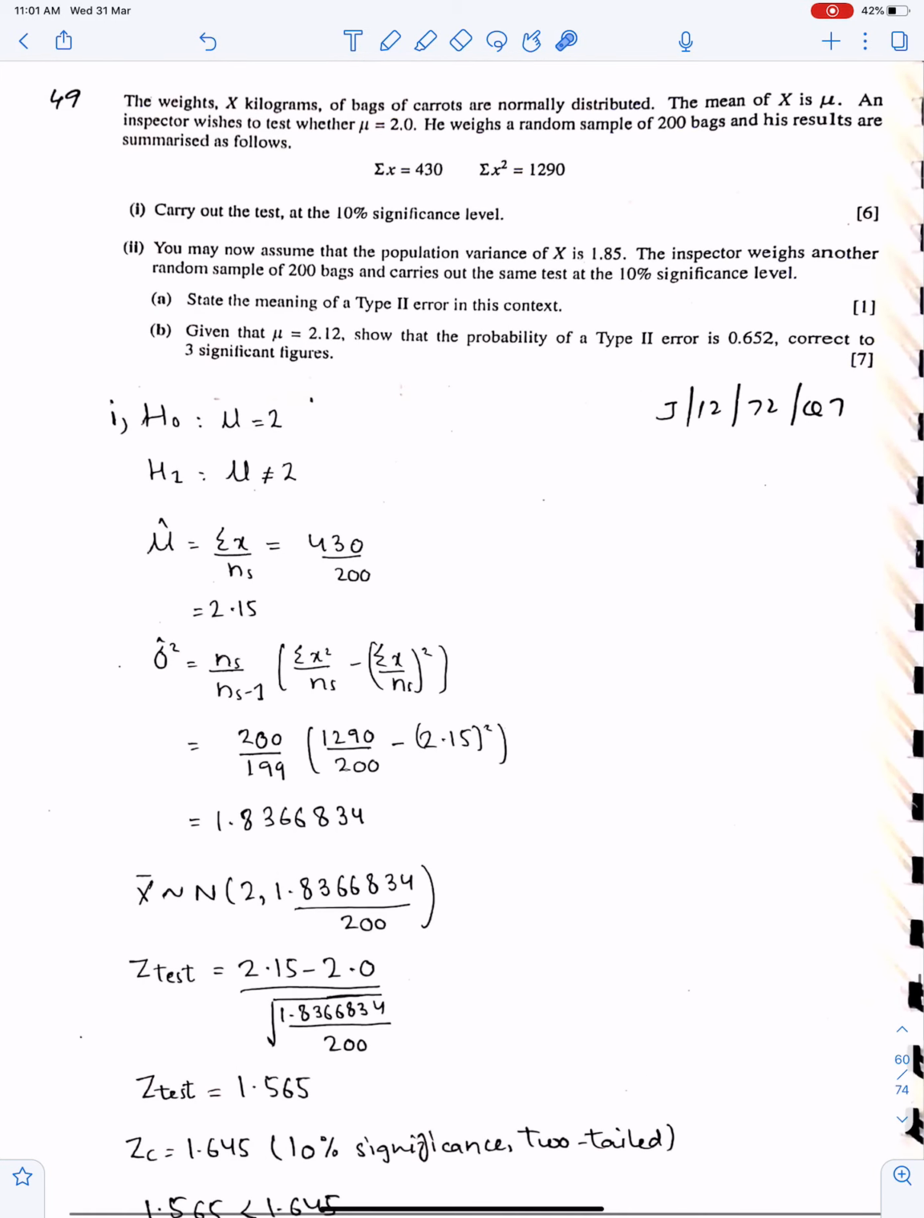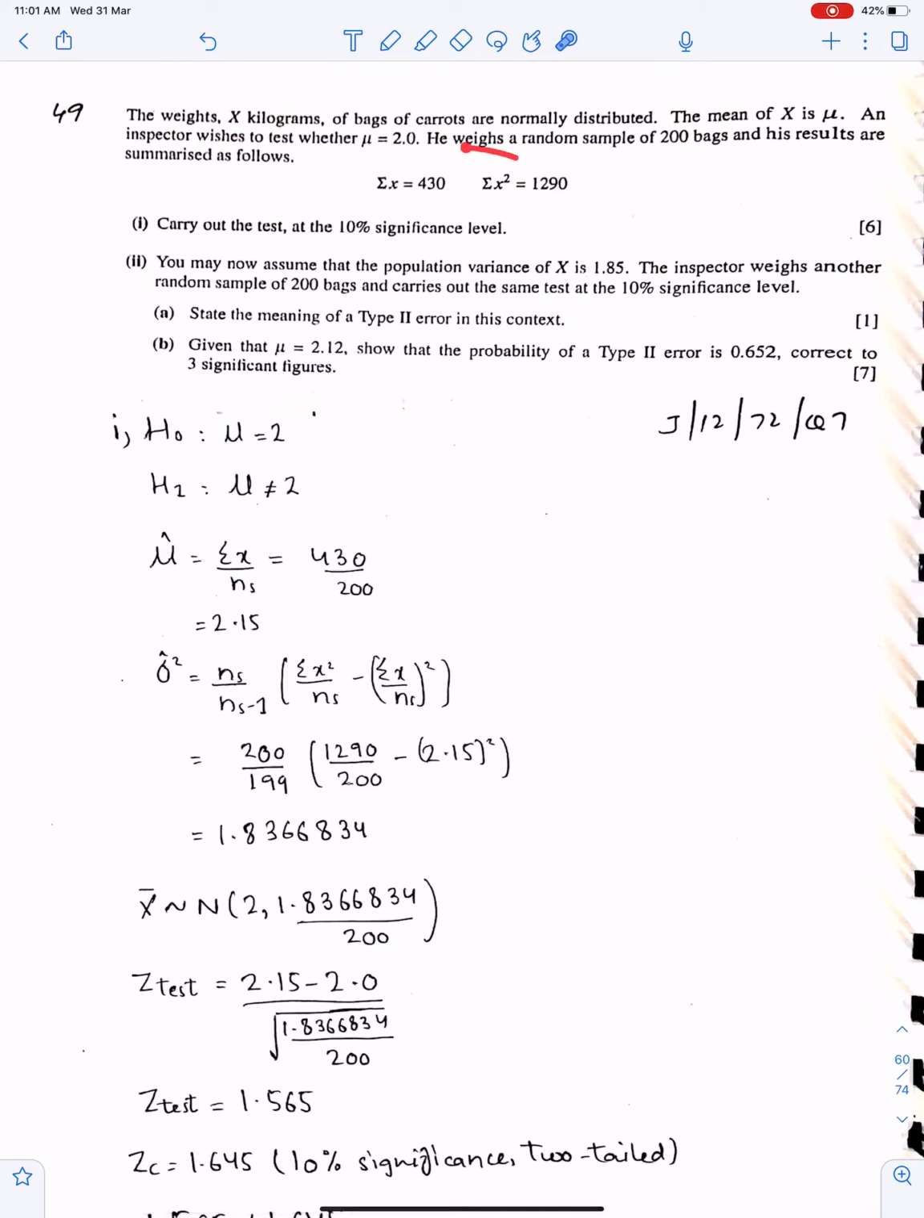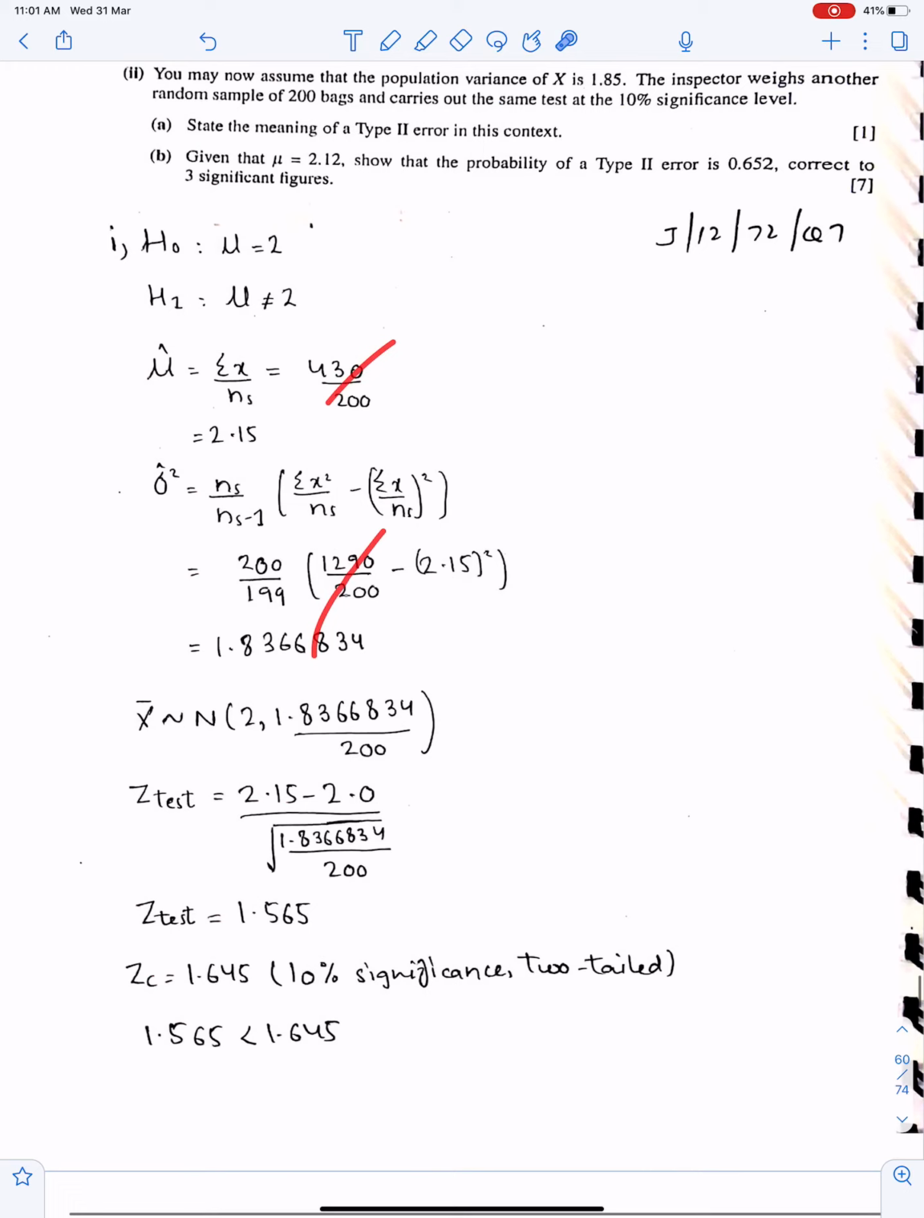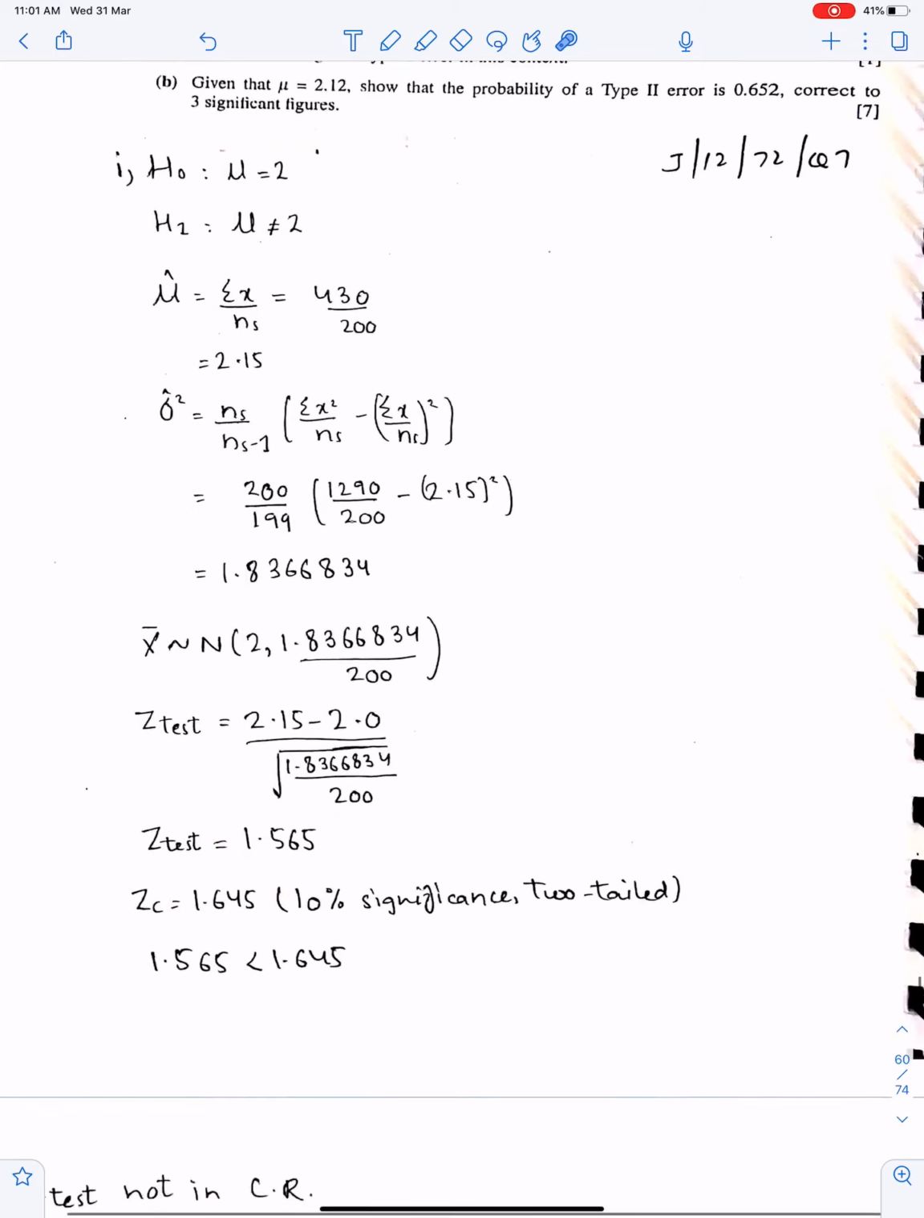Now the next question. First part, I'm leaving the first part. Carry out the test. Mu is this, to test whether mu is 2.0. So mu has not changed versus mu has changed. First find the unbiased estimates and then check whether this test value lies in the critical region or not. This does not lie in the critical region, so accept H naught and conclude that mu has not changed.